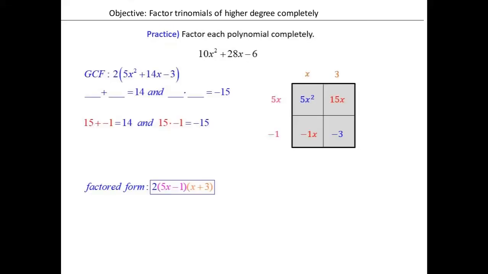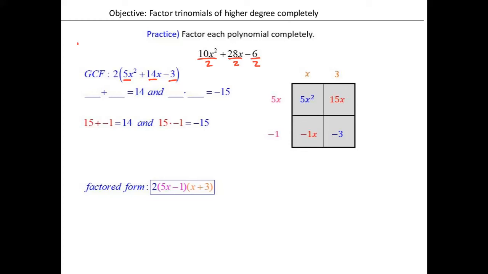All right, so here's the solution. You guys should have had this here. Double check your papers. For this, you can take out a 2 from all of those. So because you can divide by 2, your GCF is 2. And so then if you divide, 10 divided by 2 gives you 5. 28 divided by 2 gives you 14. And negative 6 divided by 2 is a negative 3.